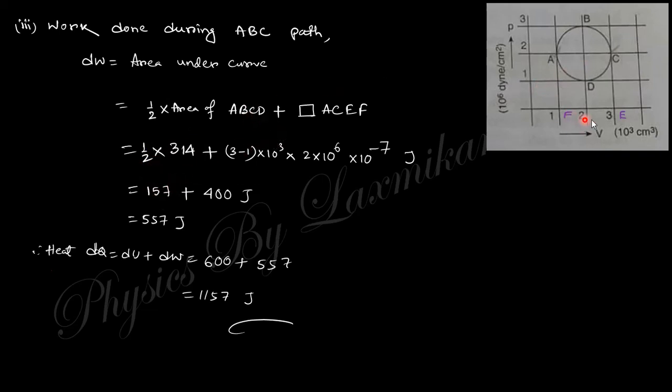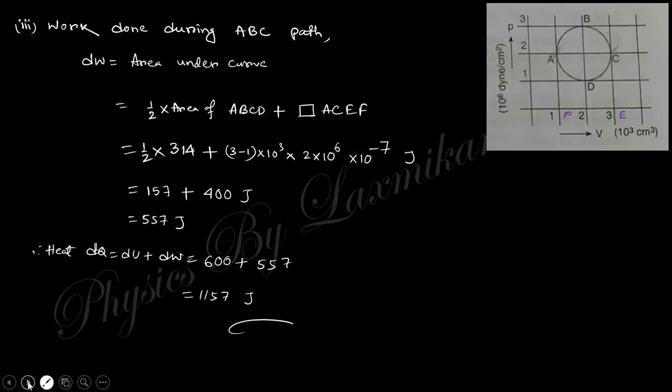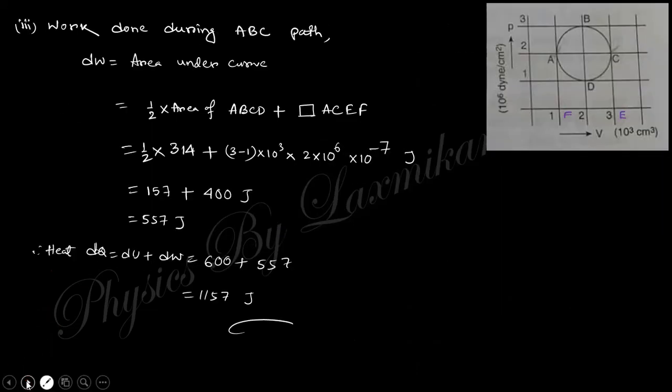And area of this one, you can say this is 3 and 1, so that is 2 into 10 to the 3, and this is also 2, like that. So this is the work done in this process. So the heat is nothing but dU plus dW. dU is given here, 600, and dW equals like that. So finally you will get the total heat of this process. Okay, so that's it for this question. Clear? Go to the next one.